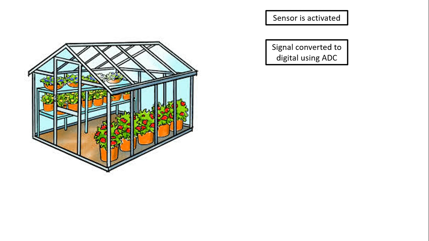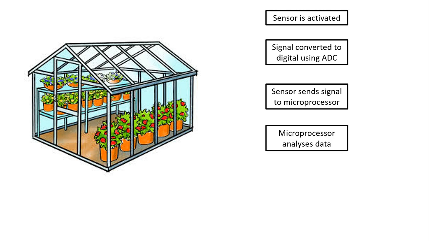Remember, a sensor takes analog readings. So in order for the computer to take action, it must be converted to digital. The sensor then sends the signal to the microprocessor. The microprocessor analyzes data. So in the example of a greenhouse, there would be optimum temperature, there would be optimum water levels, optimum gas levels.